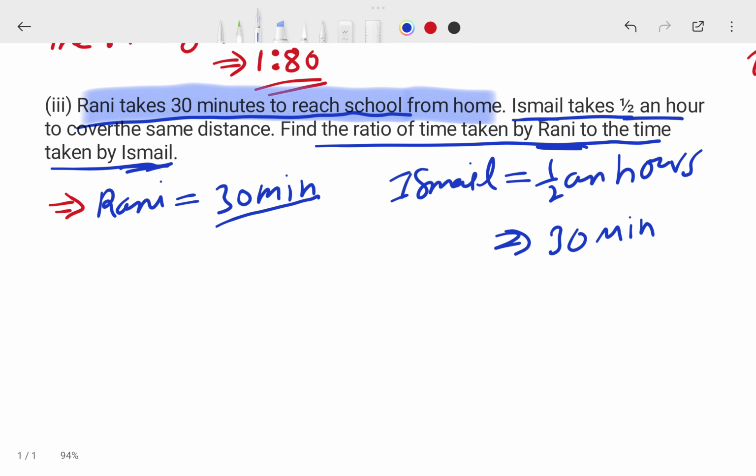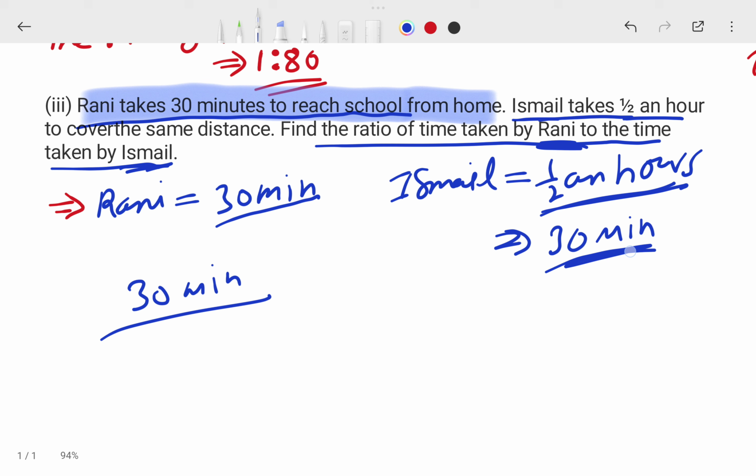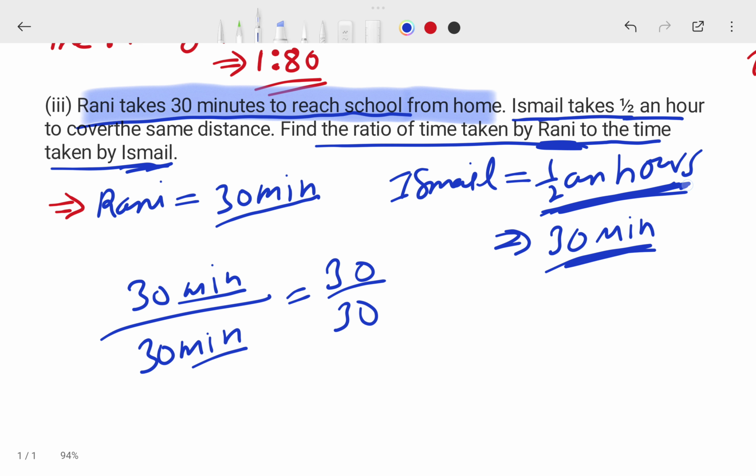So first, which name are we going to write? Rani. So how much time does Rani take? Rani takes 30 minutes. How many hours are taken by Ismaili? Ismaili takes half an hour. Half an hour means 30 minutes only. So Ismaili also takes 30 minutes. So this is going to be 30 and 30, both are the same. This is also minutes, this is also minutes. Half an hour means 30 minutes only.